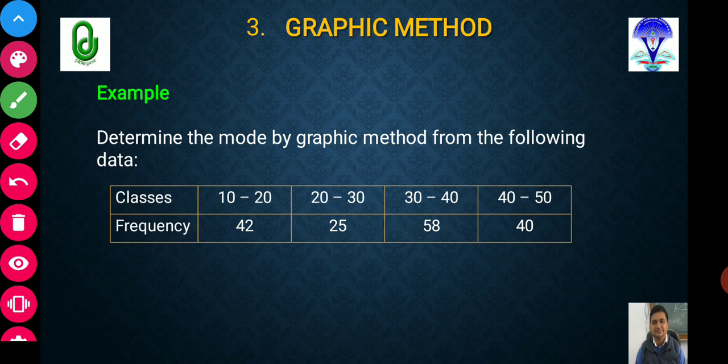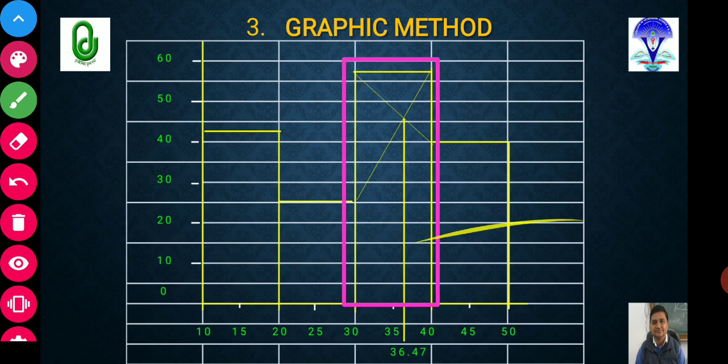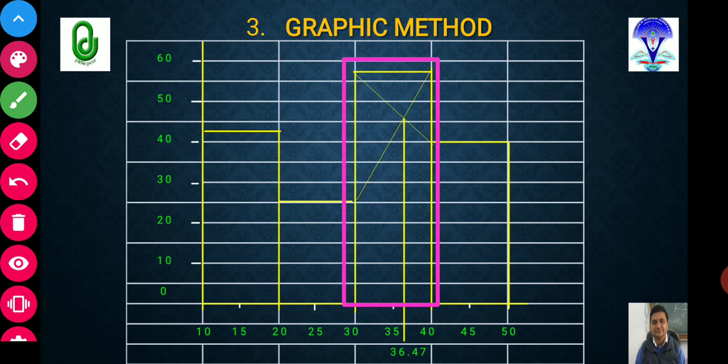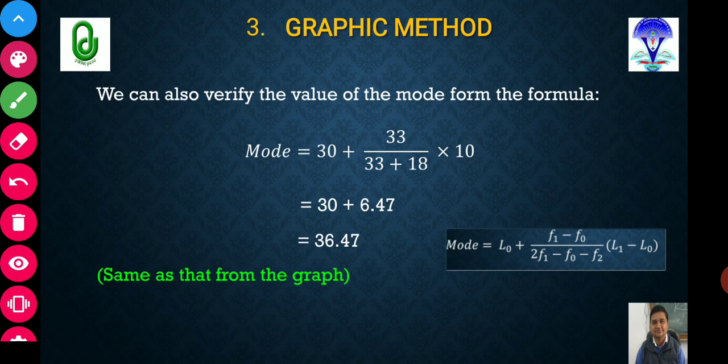This was our question. Here you can see what the model class was. The model class was 30 to 40. So this is 30 to 40, that is the model class. Now you can put the values from this model class, the corresponding values, in this formula, and you will get the value of mode as 36.47.